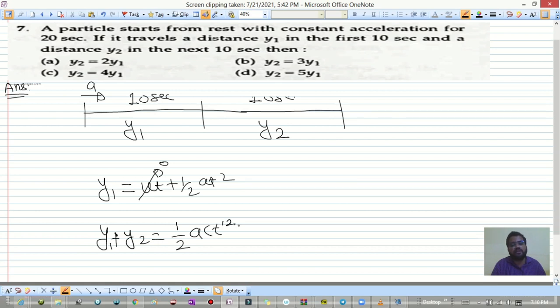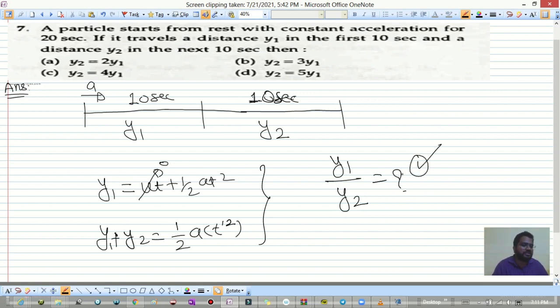Instead of t squared, you have to write 20 now. Why 20? Because 10 plus 10, y1 plus y2 you considered. Now make some relation between y1 and y2 and try to solve for y1 divided by y2, and you will get 1 by 3, 3 by 1, or whatever it is. Just check it once, and that ratio is called the Galileo's ratio, that will come in the theory part. But yes, you can solve this very easily if you know these two equations.